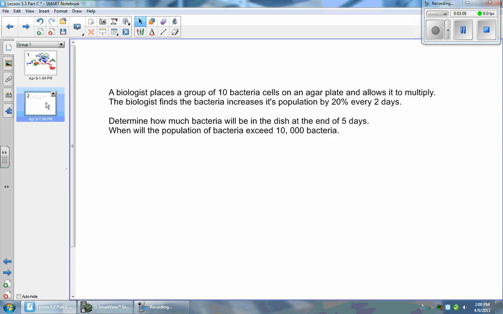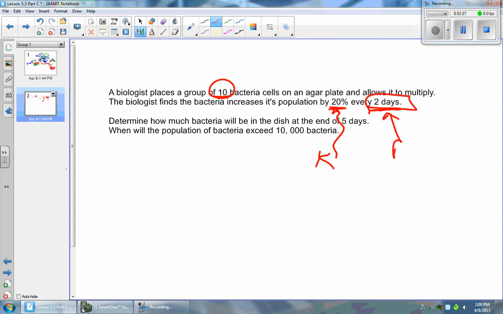Here's a beautiful example for you. A biologist places a group of 10 bacteria. So 10 bacteria is going to be your initial amount. And notice that the biologist finds the bacteria increases by a population of 20%. So guess what? There's your K value. Every 2 days it does that. That's your period. It happens every 2 days. So they haven't talked about how long you're going to let this thing multiply for, but it did tell you that your period is this.